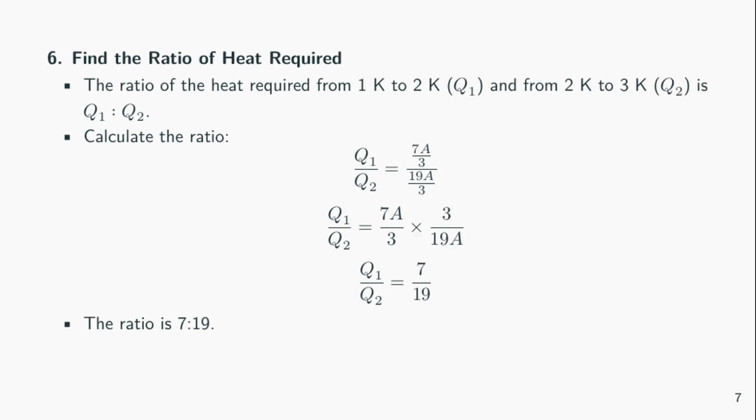Finally, the problem asks for the ratio of the heat required from 1 Kelvin to 2 Kelvin, that's Q1, and the heat required from 2 Kelvin to 3 Kelvin, that's Q2. So we need to find Q1 divided by Q2. That's the fraction 7A over 3 divided by 19A over 3. Notice that the A over 3 terms appear in both the numerator and the denominator, so they cancel out nicely. We are left with 7 divided by 19. This means the ratio is 7 to 19.